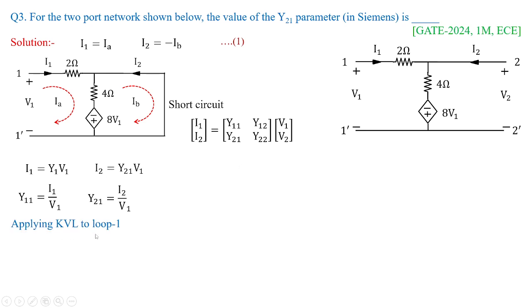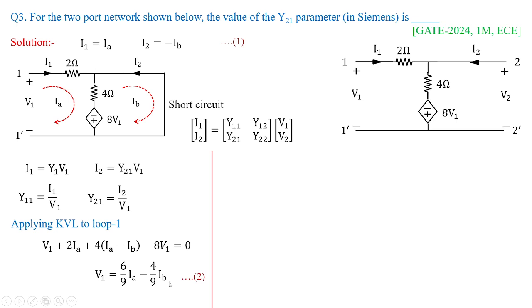Anyhow, applying KVL to the loops we have assumed as IA and IB. Applying KVL to loop IA, I'm going to get the equation V1 equal to 6 by 9 IA minus 4 by 9 IB. Fine. So this I'm treating as equation 2. Then I'm shifting my attention to loop 2, where you have 8 V1 and 4 I2, in fact IB minus IA. So that is what I'm doing over here.